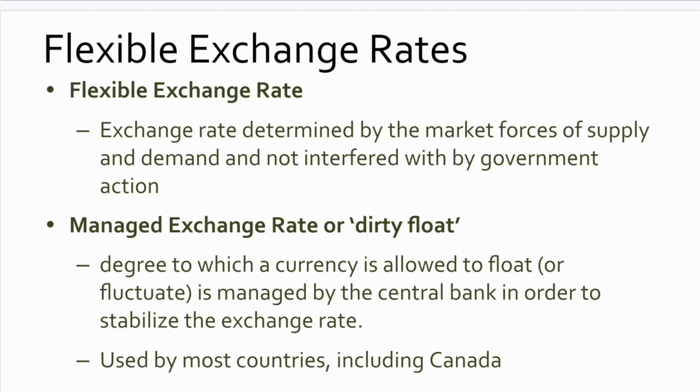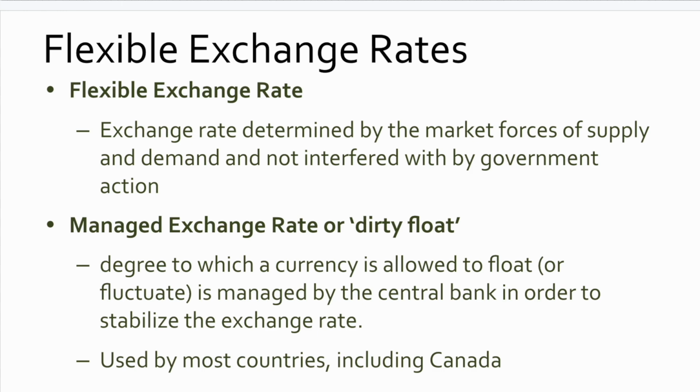Now, flexible exchange rates, on the other hand, are determined by the market forces of supply and demand and are not interfered with by government. So it's hands off. Really, this is an idealistic perspective that the law of supply and demand affects our current exchange rate. Most governments have some sort of a managed exchange rate where government can get involved or can activate some of its macroeconomic levers to cause the exchange rate to go higher or lower.